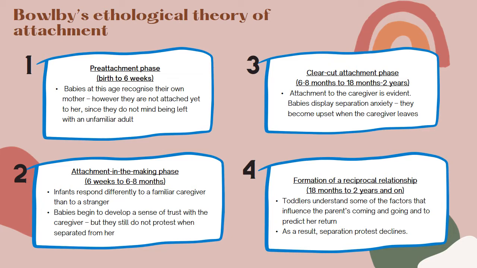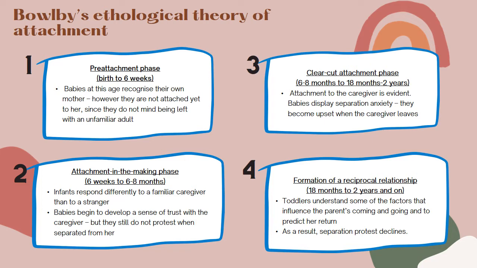The first one is Bowlby's ethological theory of attachment. There are four phases in this theory. The first one is pre-attachment phase, which happens between birth to 6 weeks. Babies at this age recognize their own mother, however, they are not attached yet to her since they do not mind being left with an unfamiliar adult.